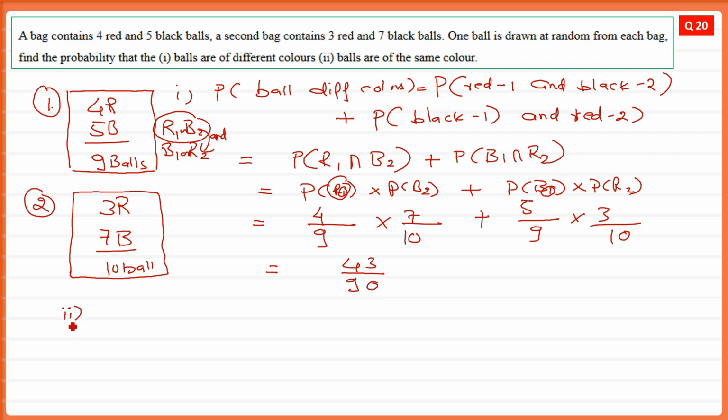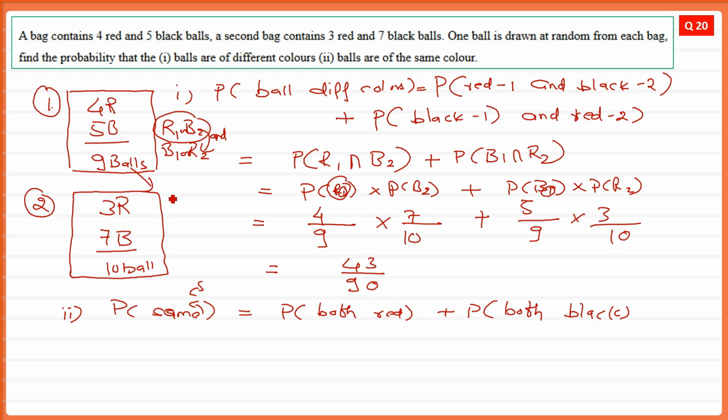Now the second option in the question: balls are of the same color. So we'll write the probability of same colors. This means both should be red or both should be black. There are 2 different colors. So balls of the same color means getting red from first and second, and getting black from first and second. So R1, R2, red from 1, red from 2, and B1, B2, black from 1 and black from 2. Both red means R1 intersection R2 and both black means B1 intersection B2.